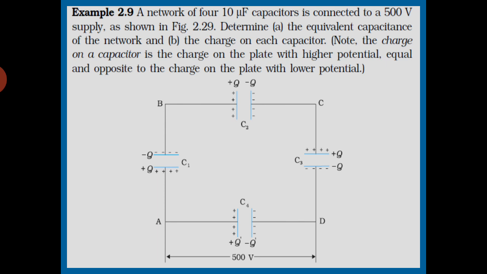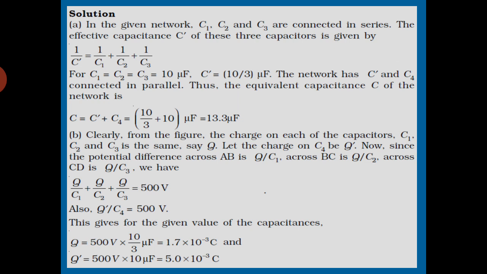So first of all, we have to calculate the equivalent capacitance of these three capacitors C1, C2 and C3 as they are connected in series. So their net capacitance, say C dash, can be calculated as 1 by C dash is equal to 1 by C1 plus 1 by C2 plus 1 by C3. C1 is equal to C2 is equal to C3 is equal to 10 microfarad. So we get 1 by C dash is equal to 3 by 10 and finally C dash comes out to be 10 by 3 microfarad.